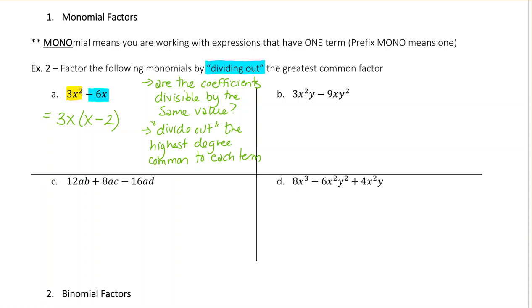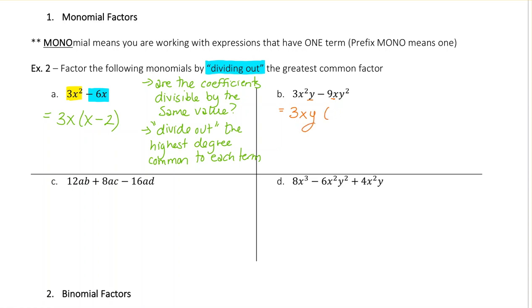Okay, let's look at the next one. Well, again, the coefficients here are 3 and 9. You can factor out 3 or divide 3 out from both of those numbers. The lowest degree exponent involved in our problem between our 2 terms is just x, so you can factor out x. And the lowest degree term involved in both of our problems is y, so you can factor out y.